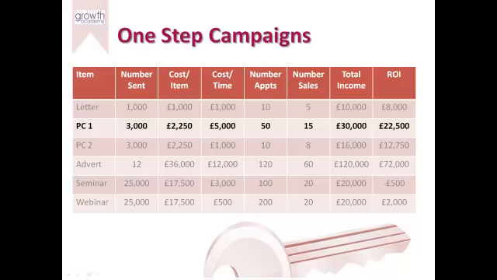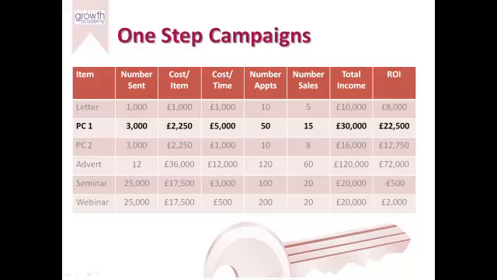Let's have a look at the example of a postcard. This postcard, they're sending 3,000, costing about 70p each, so they're costing us £2,250. However, this postcard generates a lot of appointments. From 3,000 postcards, you've got 50 appointments. Brilliant. However, there's a cost to those appointments, and assuming the same ratio as we had before, it's actually going to cost us £5,000 to attend 50 appointments.